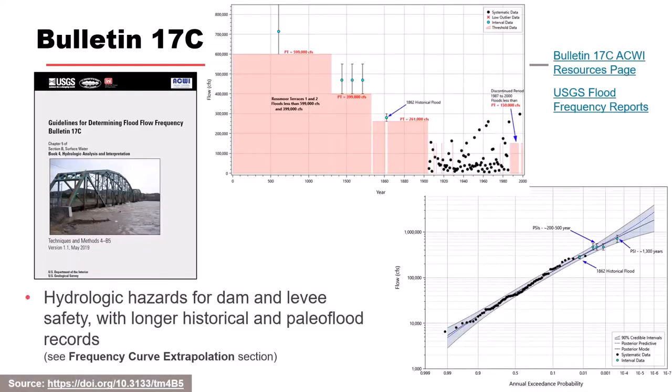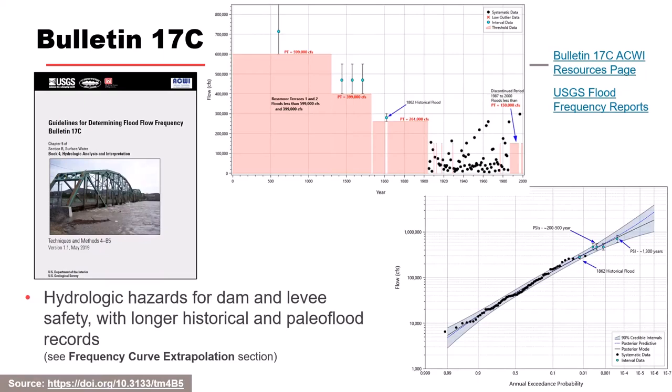All right, so here I've talked about it several times. We're going to keep hammering on it. This is a brief overview of Bulletin 17C. If you haven't looked at it or if you're unfamiliar with it, it provides guidelines for flood frequency analysis. They're uniform, consistent for the entire nation for planning activities for flood risk management and based on flood data. It includes specific sections on extreme floods and frequency curve extrapolation relevant for dam and levee safety.